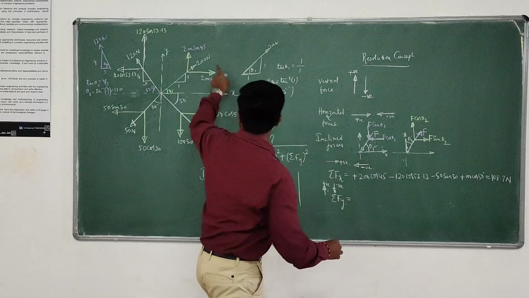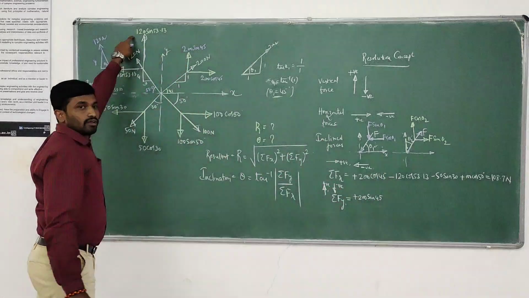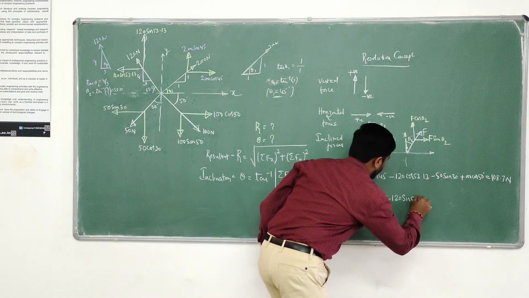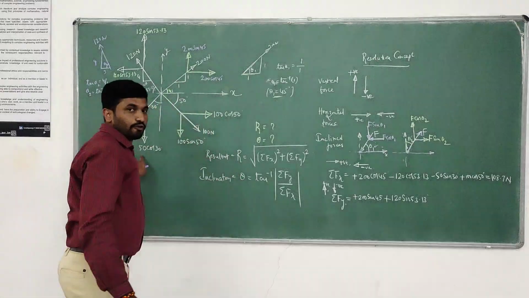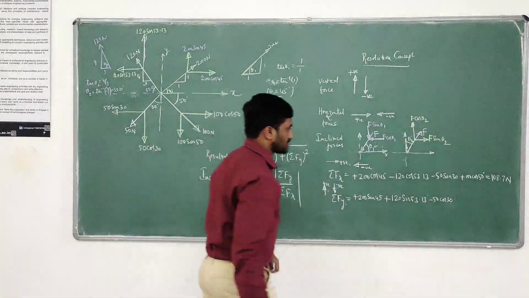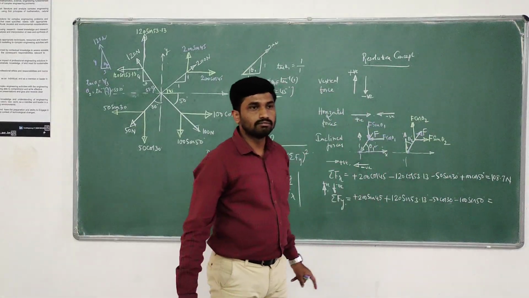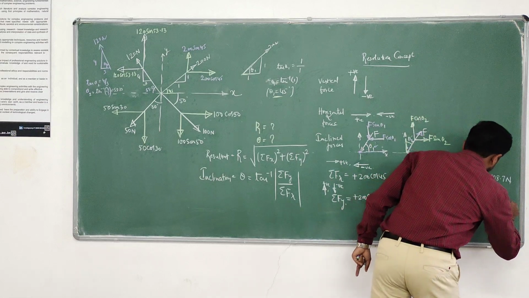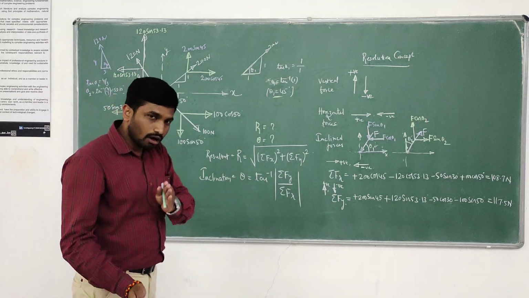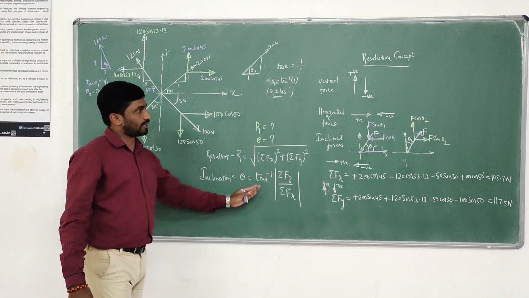Therefore, sigma fy equals plus 200 sin 45, plus 120 sin 53.13, minus 50 cos 30, and minus 100 sin 50. Do this sum. How much are you getting? 117.5 Newton. We computed the value of all horizontal forces. We computed the value of all vertical forces. Now easily, if you substitute in this equation, we are getting the resultant and its inclination.